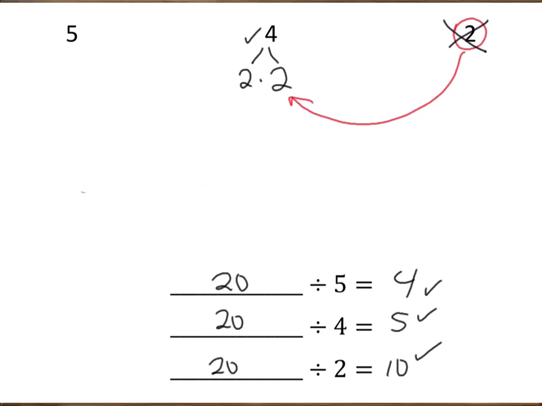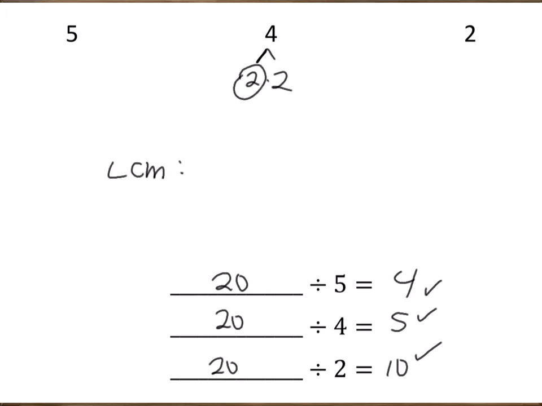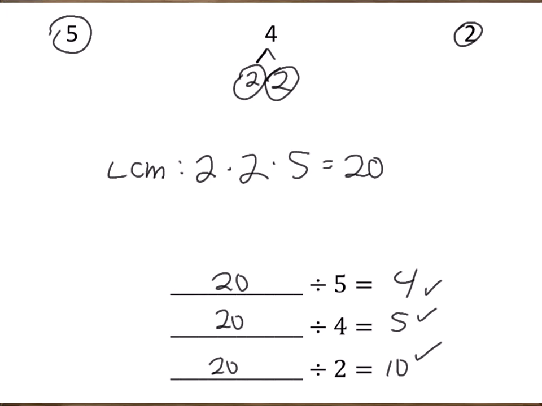If you don't like this way of thinking, another, equally valid way of thinking about it is to do our building blocks. So we have a 2 here, so the 2 has to go into our least common multiple. We have another 2 here, so it has to go in there as well, and then we have a 5. 2 times 5 is 20, so again, our least common multiple is 20.